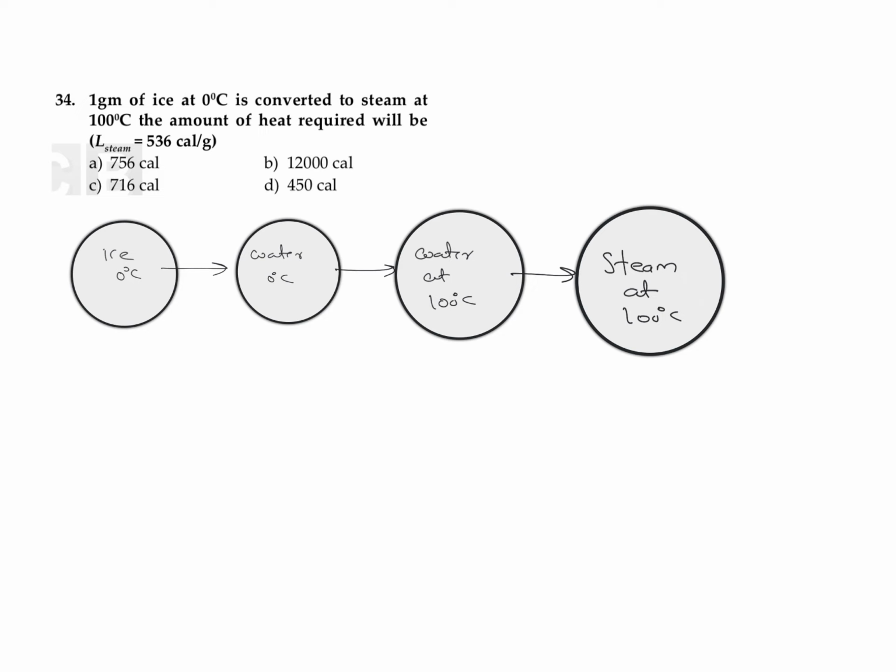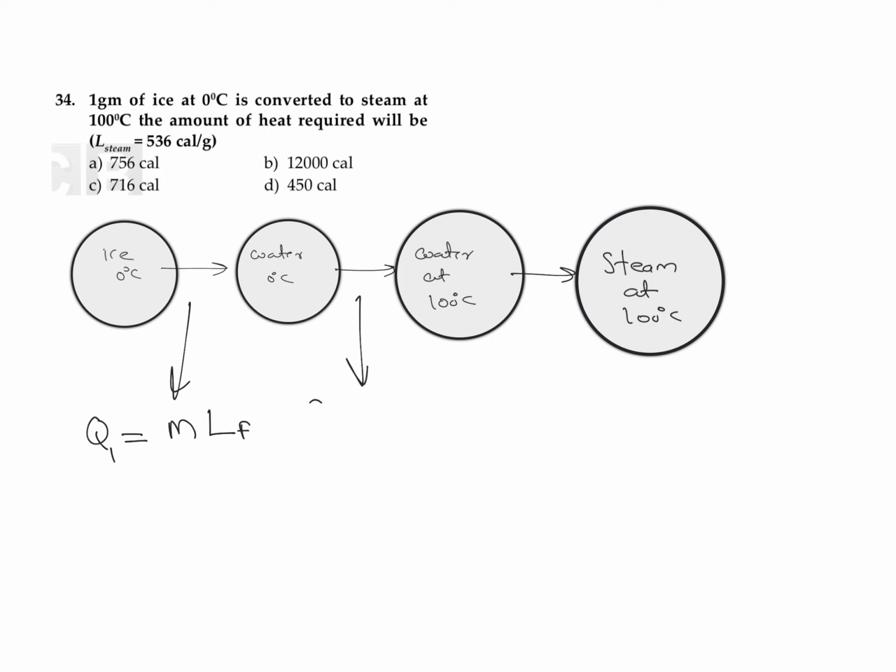For the first process, we'll use this equation: Q1 equals m into L, mass into latent heat, or latent heat of fusion. Here there is no change in temperature, so we'll use this equation, m into latent heat.